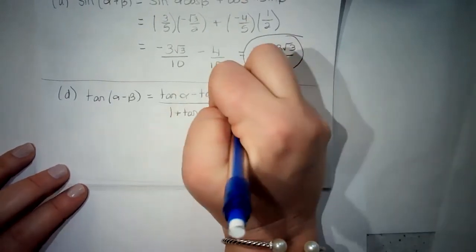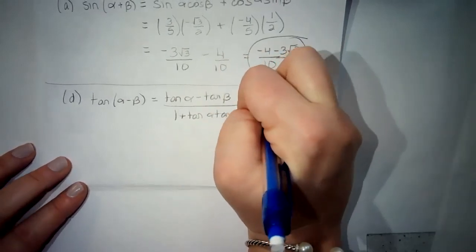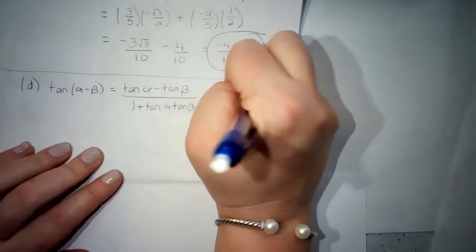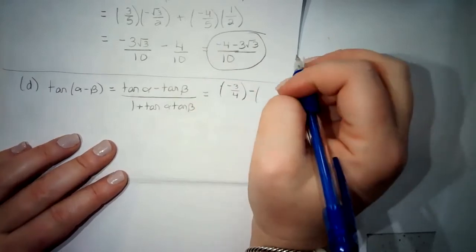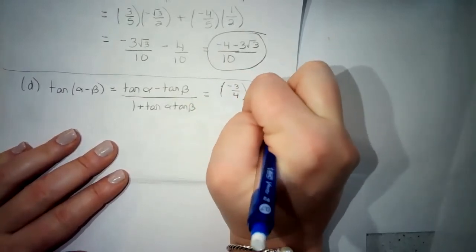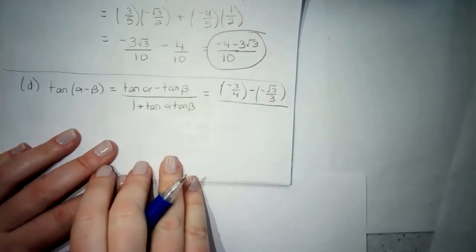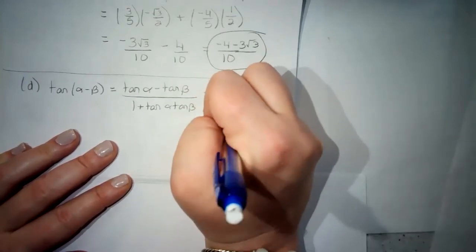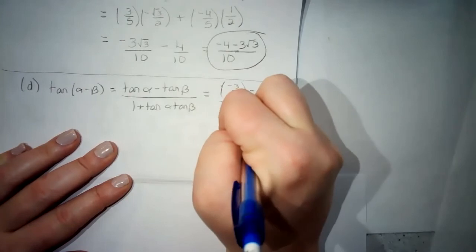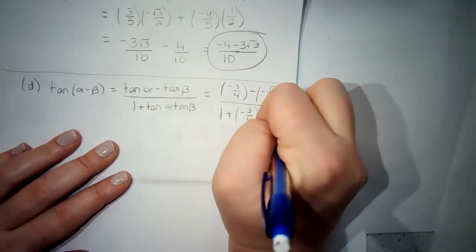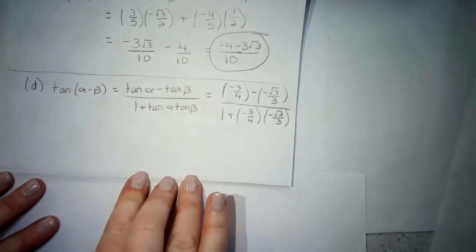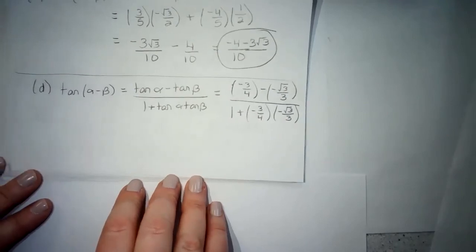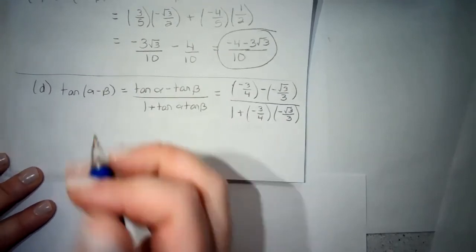I'm going to go to the alpha area and I need y over x. So that's negative 3/4. Okay. I'm going to go to the beta area and y over x there is negative root of 3 over 3. I'm just going to subtract those two. Now, eventually we'll make this a plus because minus a negative is a plus. Okay, my bottom, I'm going to have 1 plus the negative 3/4 times the negative root of 3 over 3. Okay? Everybody okay with that? Sound good? Okay, let's clean it up.